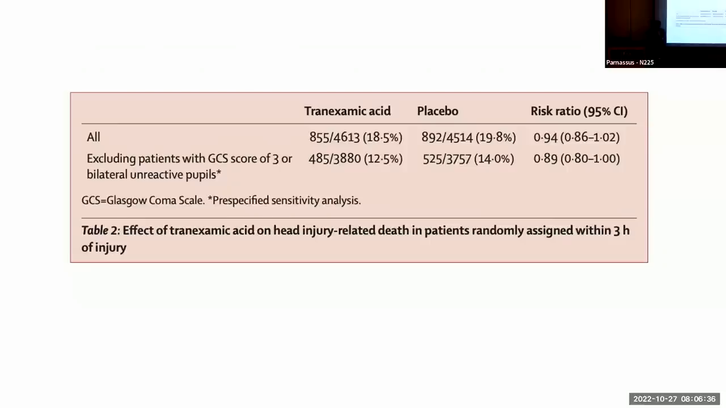The original primary endpoint of the study was all-cause mortality. They switched to head injury related death because they thought they'd have a little bit more power. But as you can see here, for all head injury related death, this is a total wash, risk ratio 0.94, confidence interval that crosses one.